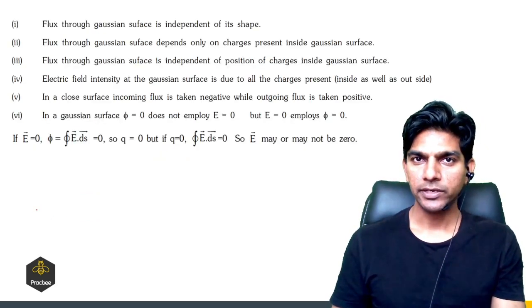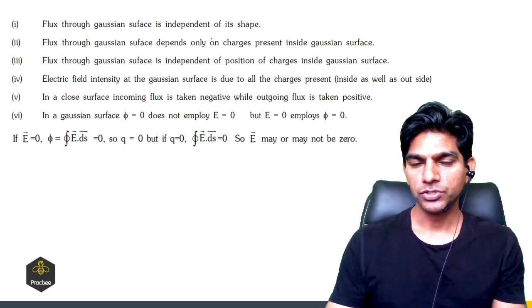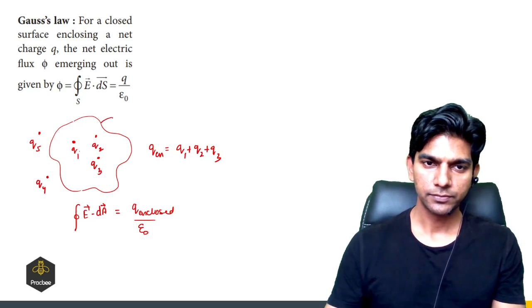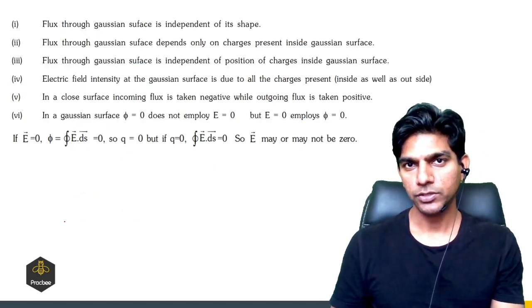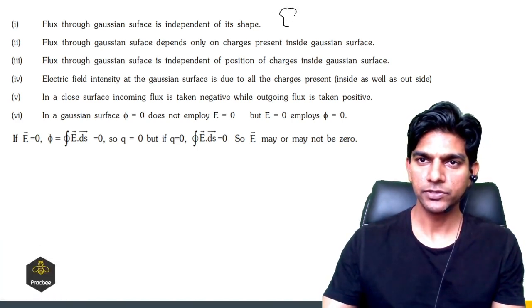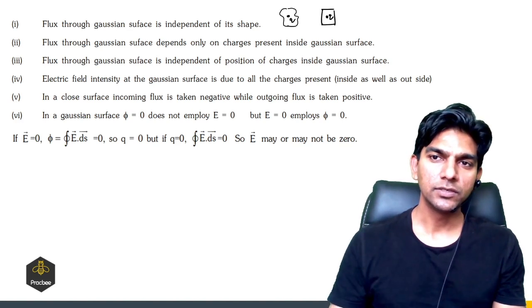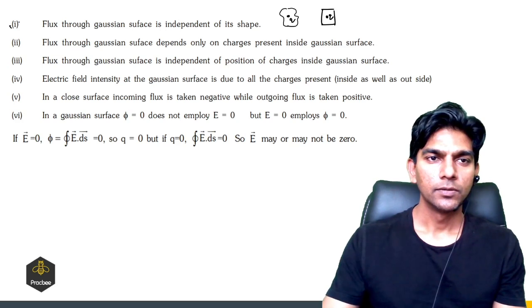So let us say some important points about Gauss law. First, the flux does not depend upon the shape of the Gaussian surface. This is known as a Gaussian surface. For example, let me take two cases. Let's say this is the first Gaussian surface and there is a charge Q, and this is another Gaussian surface and there is a charge Q, right? In both the surfaces, the flux will be the same. It will be Q by epsilon naught, right?